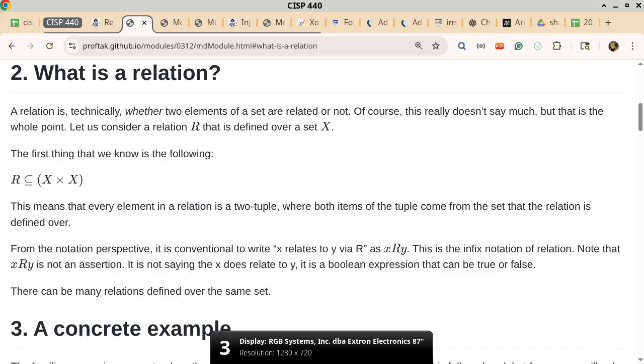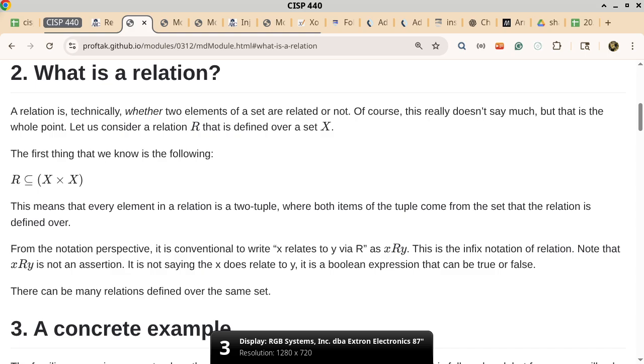Somebody is going to ask, can it be an empty set? Because an empty set is definitely a subset of every possible set. The answer is yes, it can be an empty set. You can have an empty relation, meaning that nothing relates to anything in that particular relation. Are we still doing okay so far?